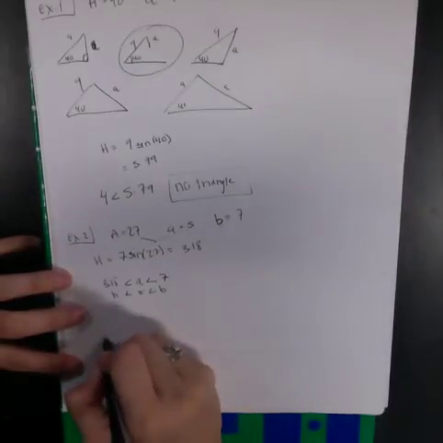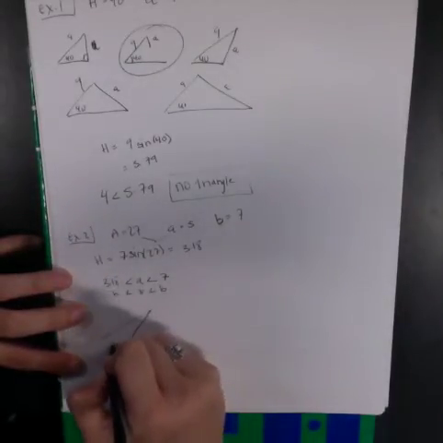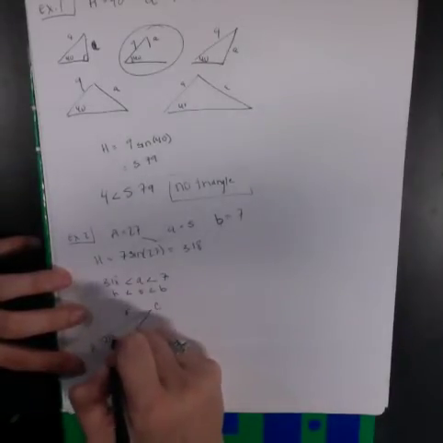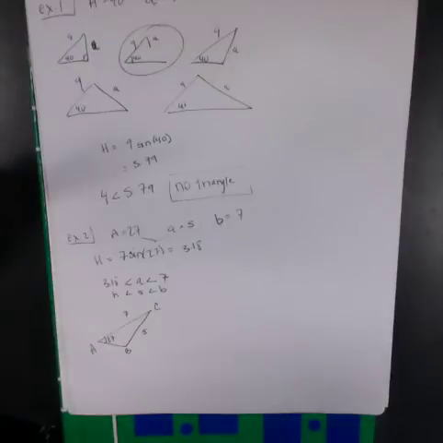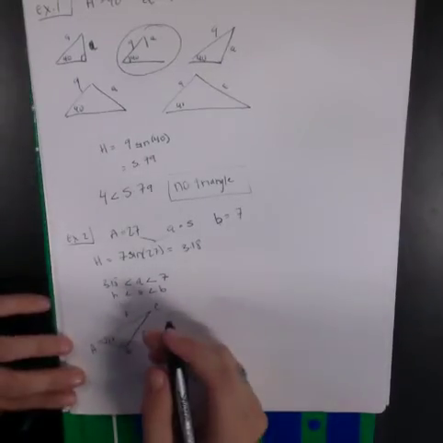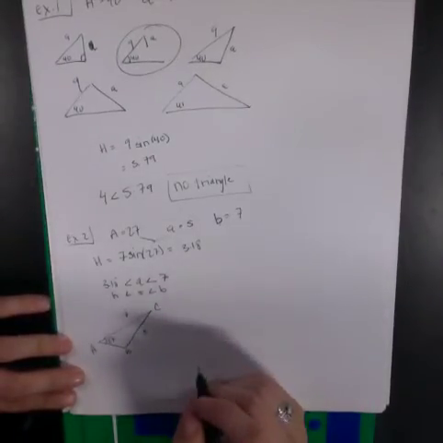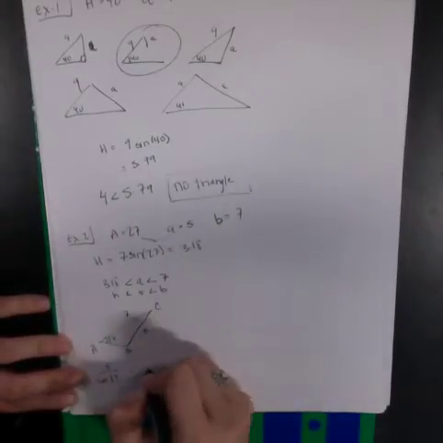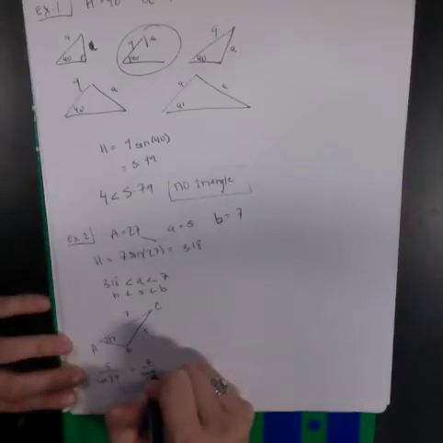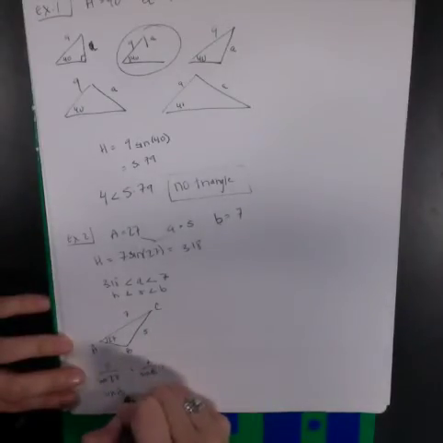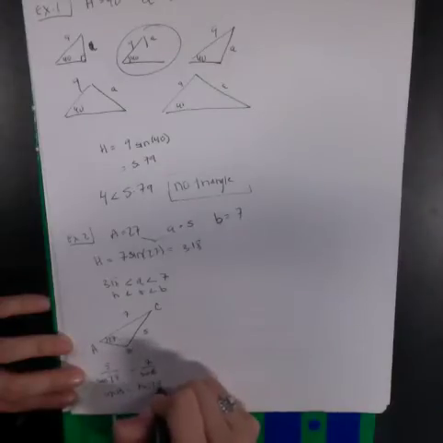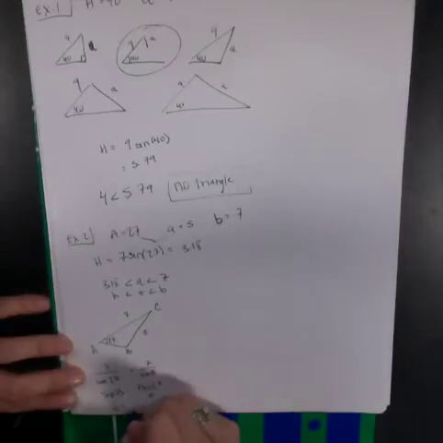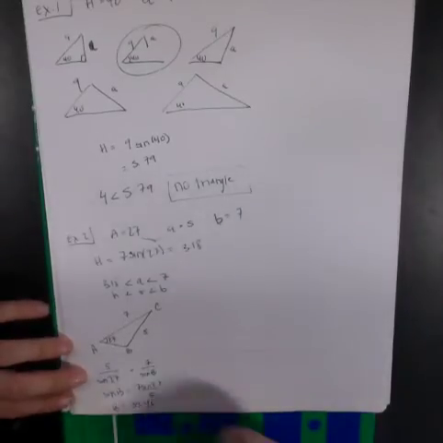The ambiguous case is one of them. So I could have a triangle that looks like this, with A, B, C, where this is 7, this is 27, this is 5. I use the law of sines to solve for B. So I get 5 over the sine of 27 is 7 over the sine of B. So the sine of B is 7 sine of 27 over 5. B is the inverse sine of that, which gives me 39.46.